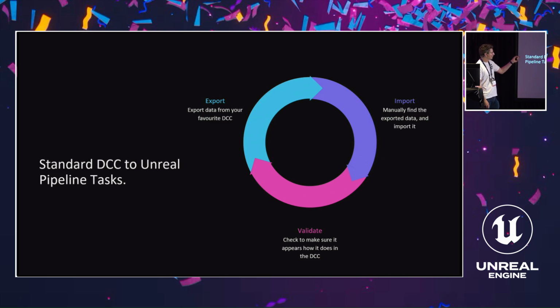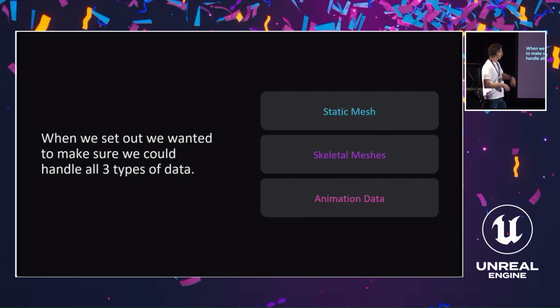Cool, rigging, export it, then someone imports it into Unreal, then you have to validate it. The bones are wrong. Okay, do it again. And the same for models. Static mesh, you import it. The normals are broken. Iterate.